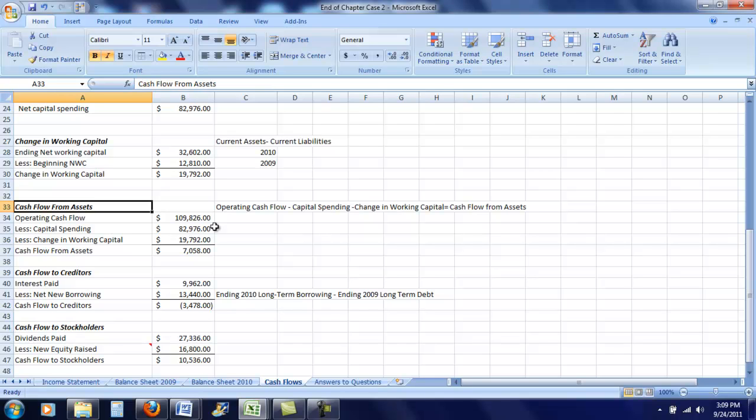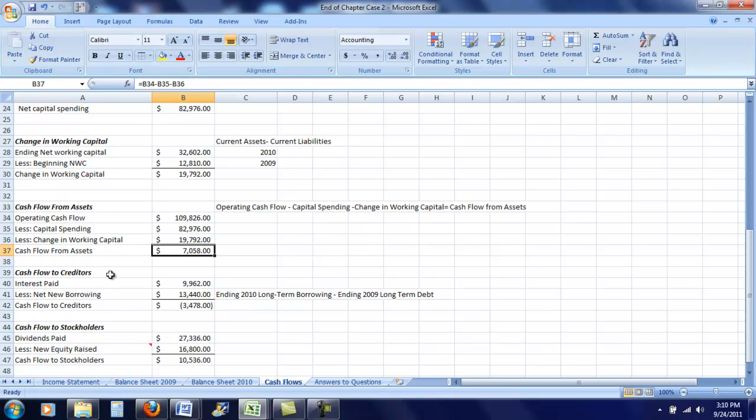Now, to figure out cash flow from assets, our formula is operating cash flow minus capital spending minus change in working capital. So we already found our operating cash flow. We've now found our capital spending, and then we just found our change in working capital. So my cash flow from assets is $7,058. Now we're going to move on to cash flow from creditors.